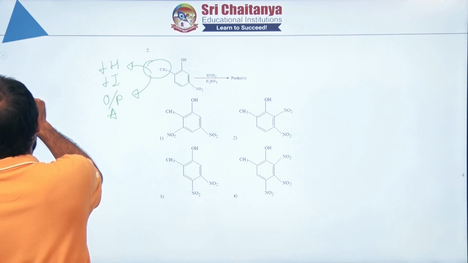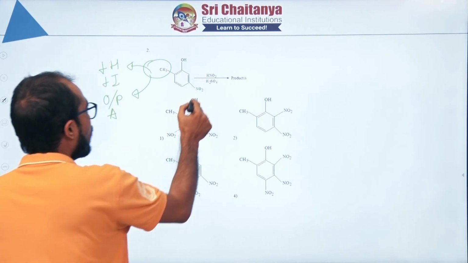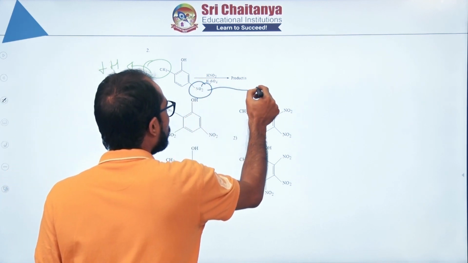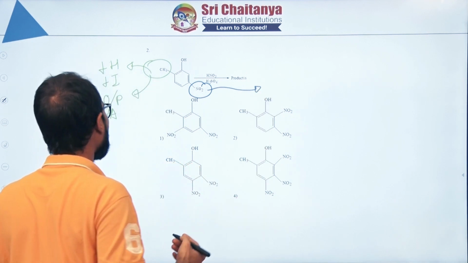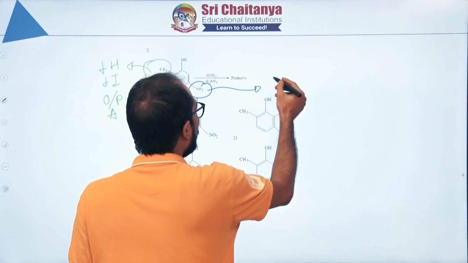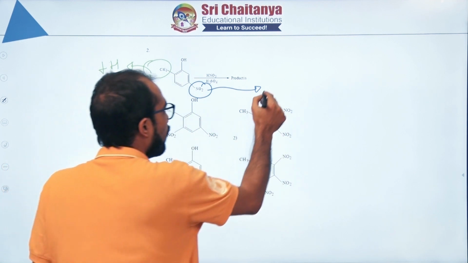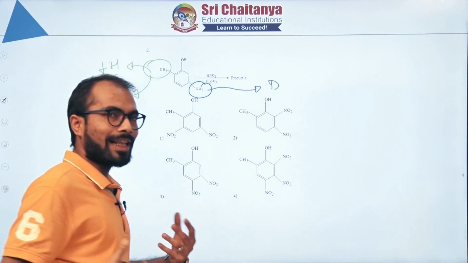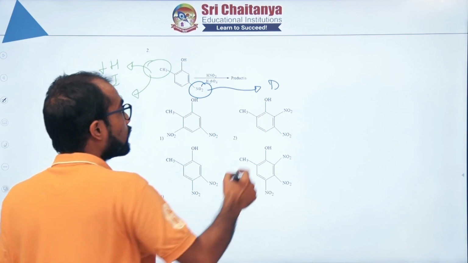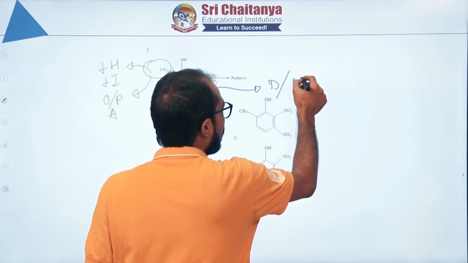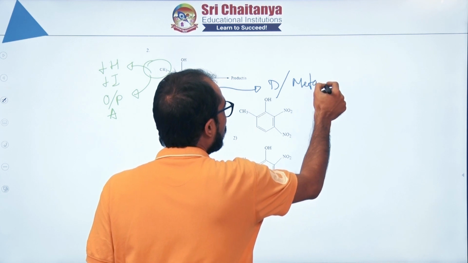Now what do we have for NO2 group? We know NO2 group shows minus M as well as minus I, and it is also an electron withdrawing group, so it is therefore deactivating. D stands for deactivating, right? And it is a meta directing group.